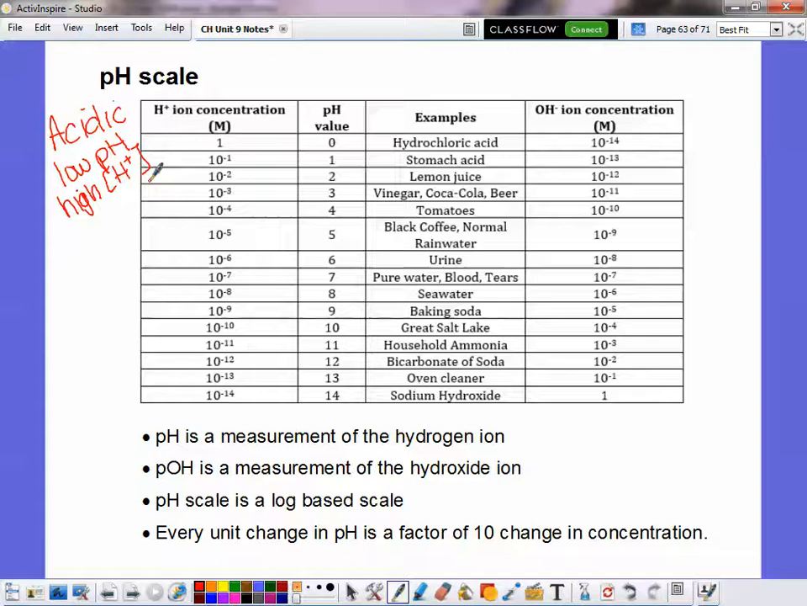And then down here, at the bottom of the chart, this is where the substances are more basic. We have a high pH or a low hydrogen ion concentration. And I've provided some examples in there as to how acidic or basic those substances are.